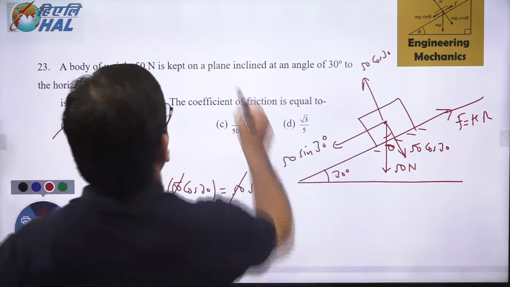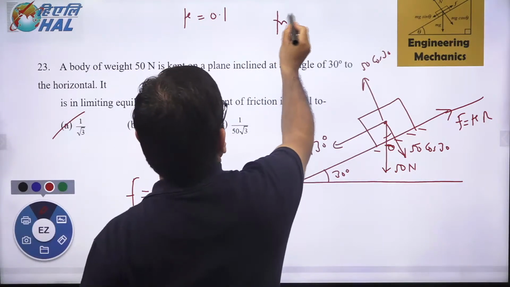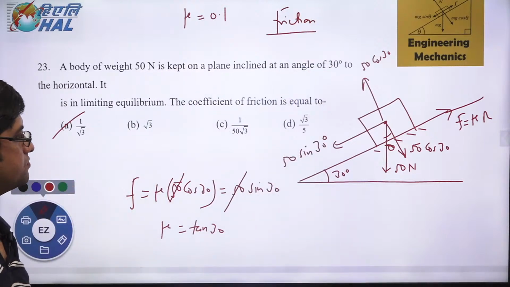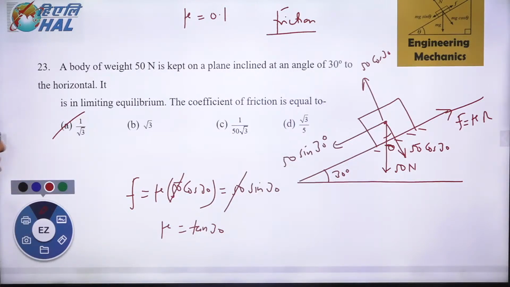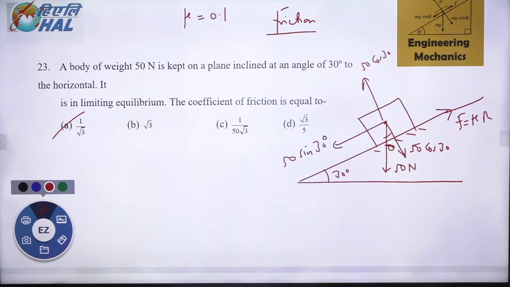Okay, now let me give you a question. Coefficient of friction is 0.1. Find the friction force acting in this case. If the coefficient of friction in this case is 0.1, find out the friction force acting on the body. Find the answer to this. If the coefficient of friction is 0.1, what is the friction force acting on the body? Just find this question fast. Tell me what is the answer for this question now.